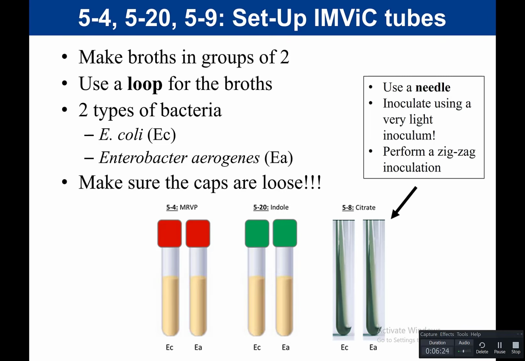And so for your IMViC, you don't need to memorize which bacteria were used in this experiment, but you should know that there are 3 tubes that need to be inoculated. We have our MRVP broth, we have what's called our tryptone broth, which you'll see in another slide, and we have our citrate slant. You want to know for the citrate slant that you use a needle to inoculate it. You do zigzag inoculate the slant, but you need to use a needle for a citrate slant because you don't want to transfer too much bacteria. That will affect your interpretation.